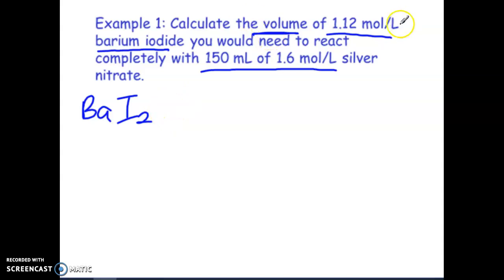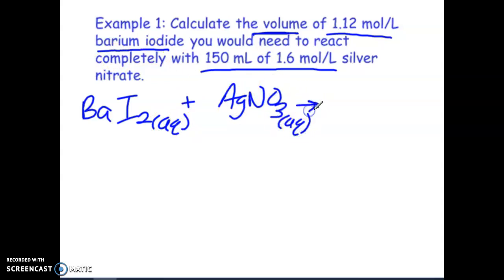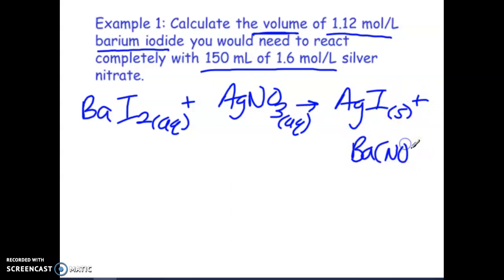It is assumed, since we have concentrations, that this is going to be a solution. So we have silver nitrate. Okay, this is going to make silver iodide. And actually, if you look at your solubility table, this is a precipitate, and barium nitrate. And everything with nitrate is aqueous. So to balance this, we need a 2 here and a 2 here.